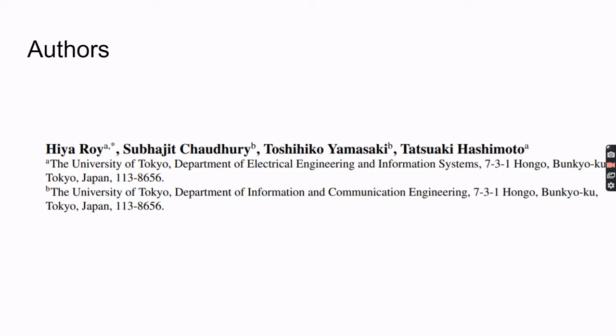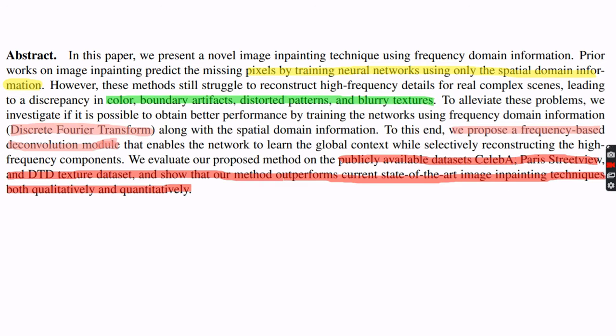This paper probably is one of the most exciting ones because I have never seen people working on these aspects. The abstract of this paper basically says that pixel training on a neural network uses spatial domain information. However, there is more needed in order to get the right approach. That means they were supposed to use a frequency image prior. There are discrepancies in color, boundaries, artifacts, distorted patterns, and blurry texture.